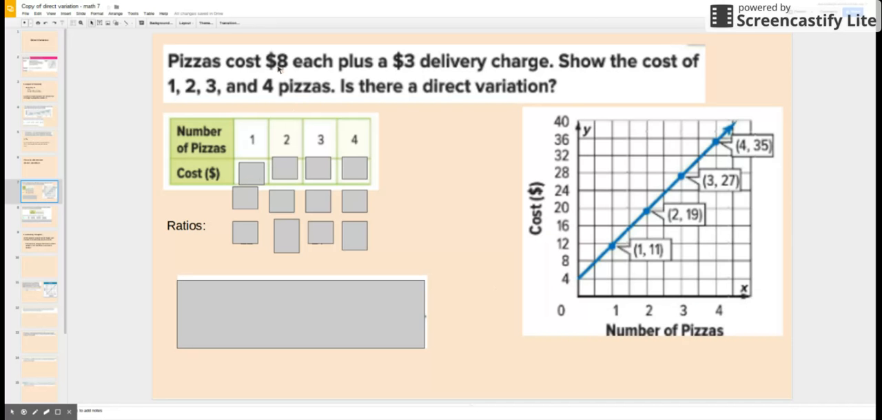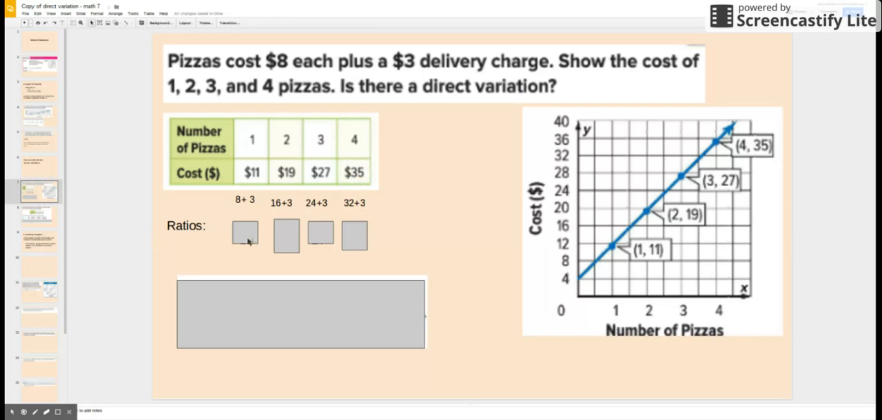So if it costs $8 plus a $3 delivery charge, your first pizza would be $11. So $8 per pizza, right? So 8 times 2 would be 16 plus a $3 delivery charge. So your total will be 19. Okay, $8 for each pizza, plus 3. It would be 8 times 3, which is 24, plus 3, you get 27. And then here for 4 pizzas, 8 times 4 is 32, plus a $3 delivery, it would be 35.